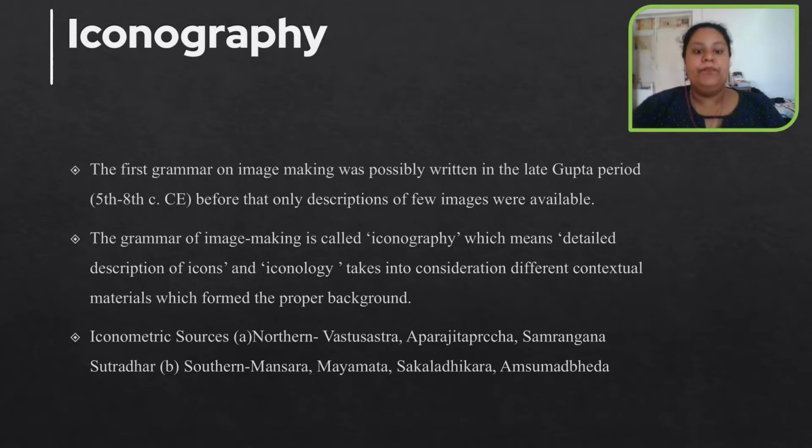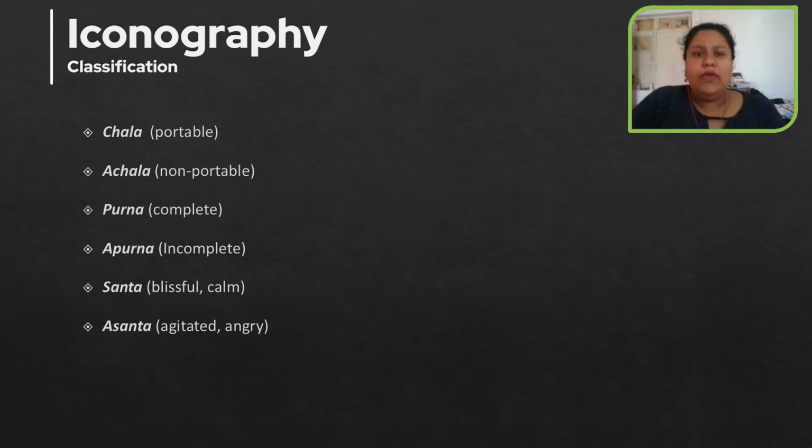The iconometric sources to study iconology and iconography are divided into northern and southern. In North India, it is based on Vastusastra, Aparajitaprccha and Samarangana Sutradhara, and in the southern context, or South India, it is Manasara, Mayamata, Shakaladhikar and Amshudha Bheda. We get to know the classification of the images.